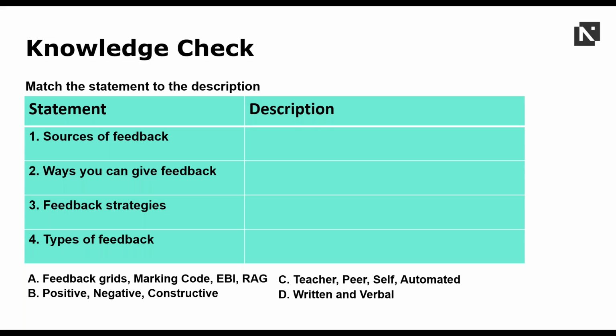So let's have a knowledge check and see what we can recall. I'm going to give you a few moments, and what I'd like you to do is to match the statement to the description. You've got statements: sources of feedback, ways you can give feedback, feedback strategies, and types of feedback. I'd like you to choose from A, B, C, and D for each one. You may wish to pause the recording.